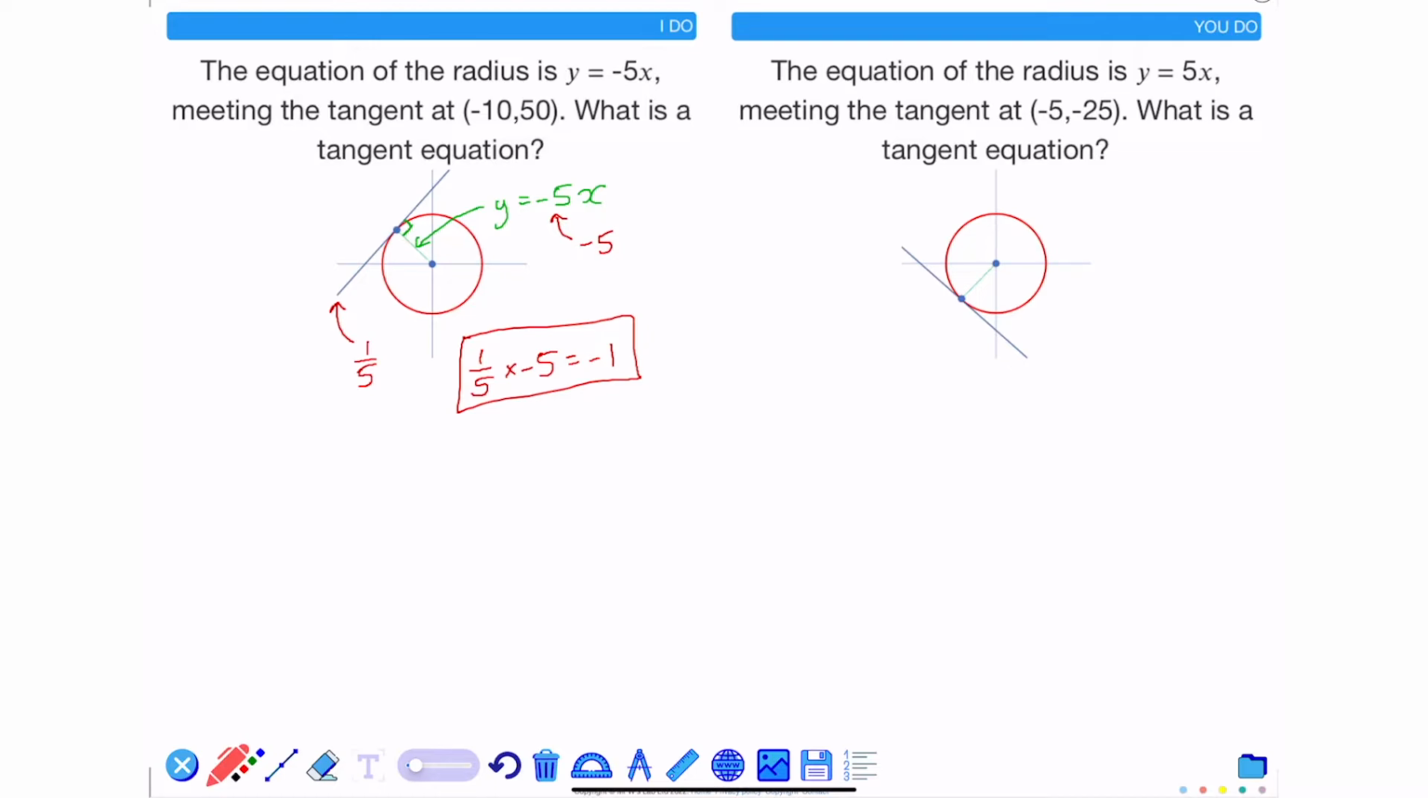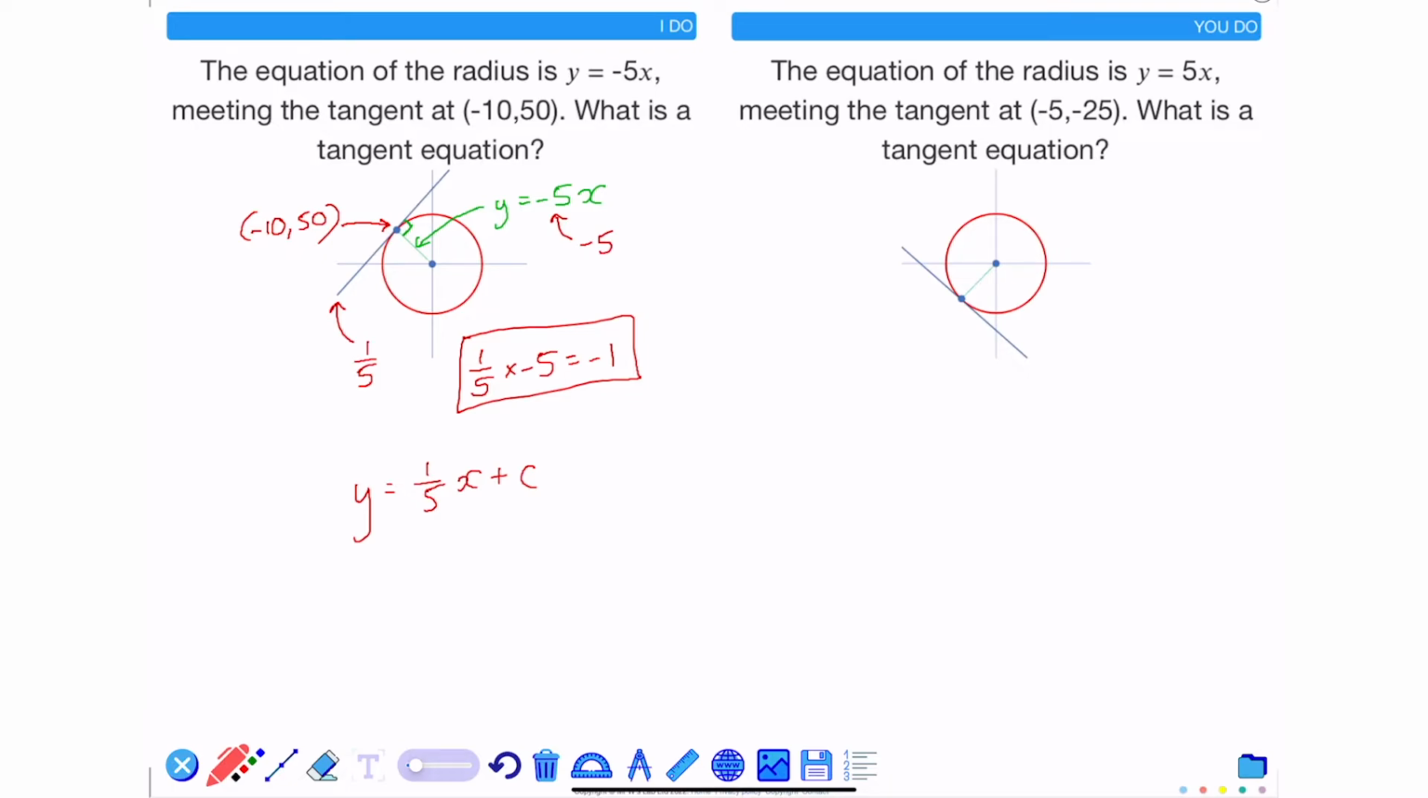So now that we know the gradient of our tangent, we need to find the y-intercept. We were given another fact in this question, that the tangent meets the circle at the point (-10, 50). So when x is equal to -10 on my tangent, y will be 50. So knowing this, we can work out the fact that y = 1/5 x + c, due to the equation of a line always coming in the form of y = mx + c.